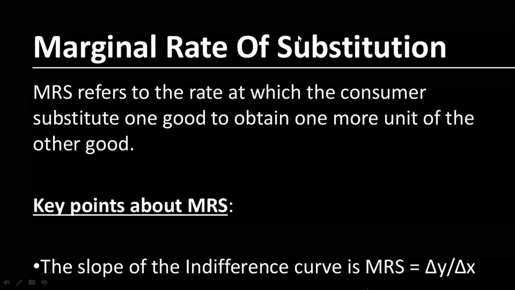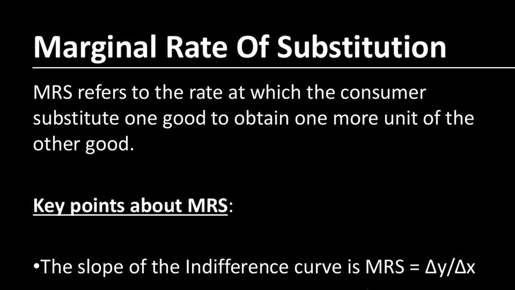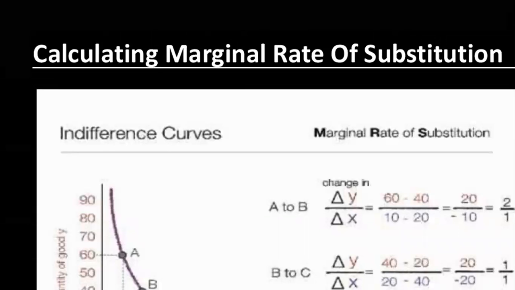So let us discuss the marginal rate of substitution. MRS refers to the rate at which the consumer substitutes one good to obtain one more unit of the other good. In this, the slope of the indifference curve, MRS, goes downwards.